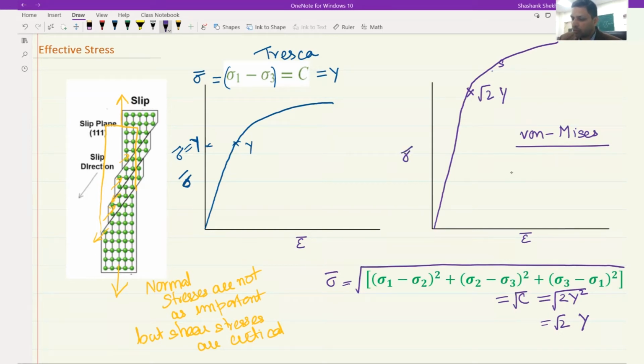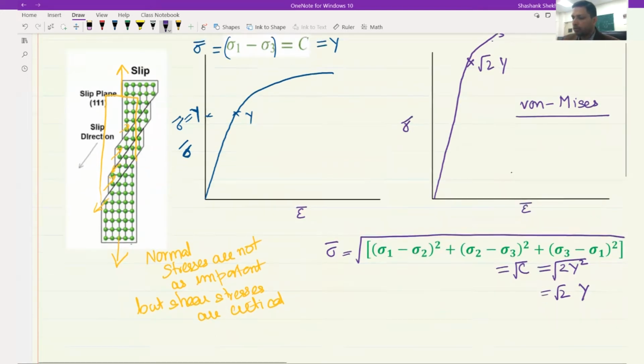And this is your sigma bar, which is given by this equation. So what we see is that if we compare the plot with the uniaxial tensile stress strain, the Tresca one looks very much like the uniaxial stress strain, because here also yielding occurs at Y, and in the uniaxial condition also it happens at Y. But when we go to von Mises, the yielding occurs at root 2Y, while in the uniaxial condition the yielding occurs at Y, and therefore there is a little bit of offset. So why not define our effective stress a little bit with a factor?